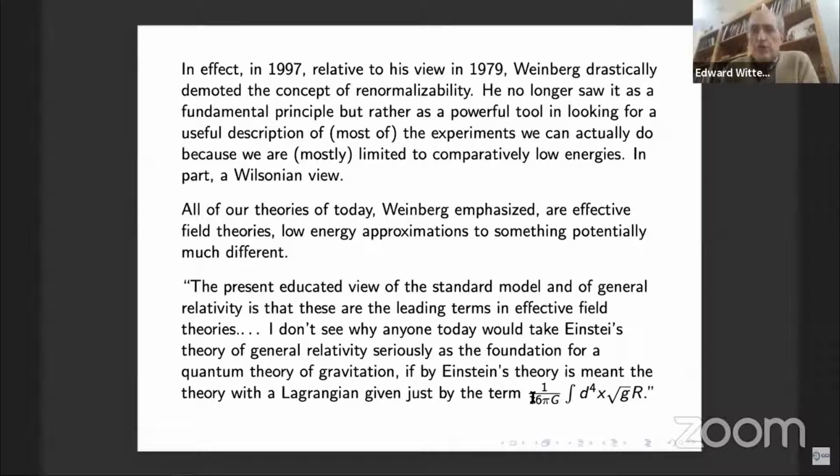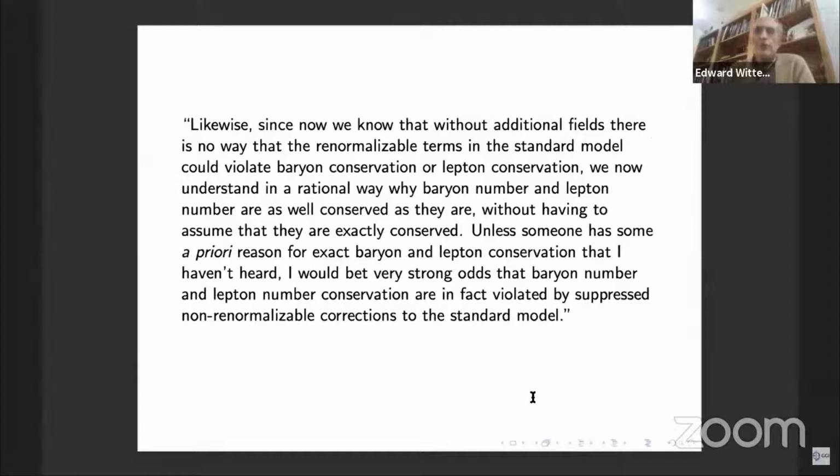Likewise, he writes, since we know that without additional fields, there's no way that the renormalizable terms in the standard model could violate baryon conservation or lepton conservation, we now understand in a rational way why baryon and lepton number are as well conserved as they are, without having to assume they are exactly conserved. Unless someone has some a priori reason for exact baryon and lepton conservation that I haven't heard, I'd bet very strong odds that baryon number and lepton number conservation are in fact violated by suppressed non-renormalizable corrections to the standard model.